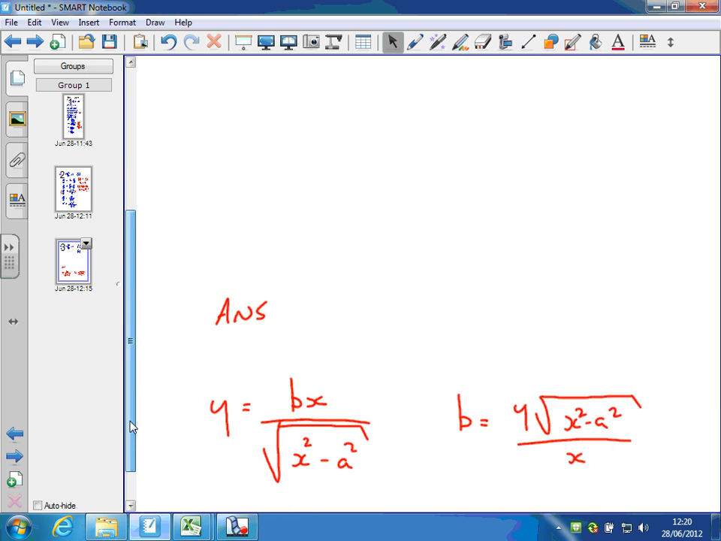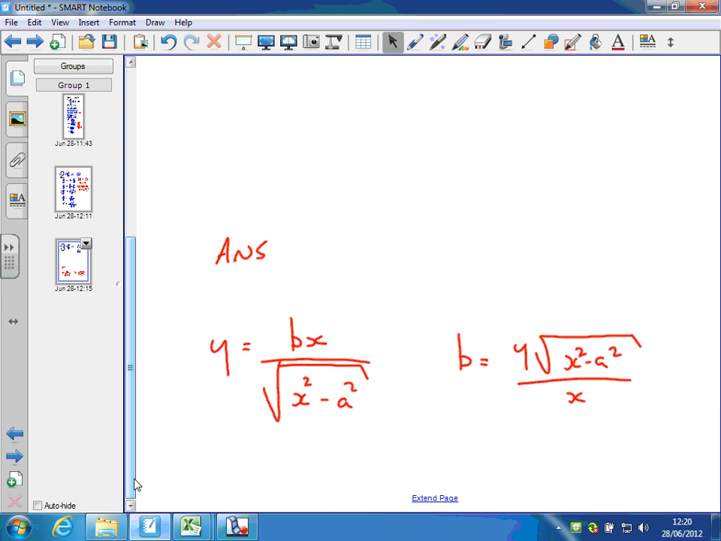Okay, here are the answers. y equals bx over root x squared minus a squared, and b equals y root x squared minus a squared over x. That second one might be a bit awkward to get your answer to look like that, but I'm sure you can do it.